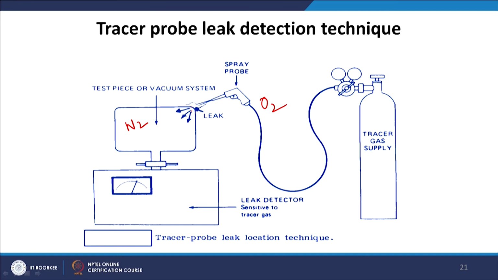If there is a leak, then oxygen is diffusing inside. So, in addition to the nitrogen gas, now I have oxygen gas in the system. Suddenly I will see a change or a shift in the needle. That tells me that in addition to nitrogen gas, I also have oxygen gas in the system. That means this is the position where I have the leak. So, I can find out exactly where the leak is.